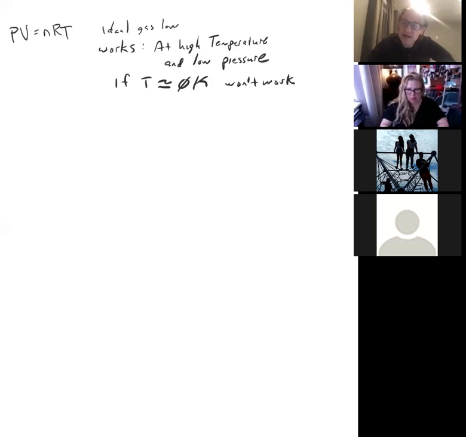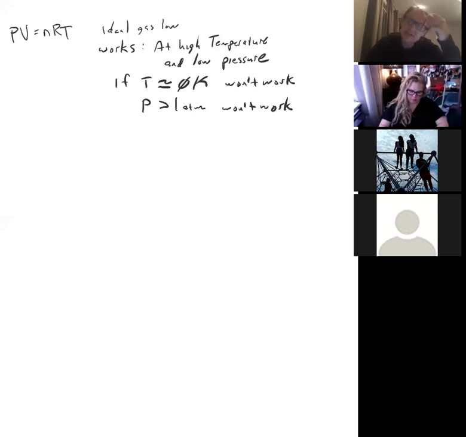And the reason for that is that when you get to low temperatures, things start to behave like liquids. And if they start to behave like liquids, these gas laws don't work anymore. They only work for gases. So low temperatures don't really work very well. High pressure. So if I say the pressure is much greater than an atmosphere, it's not going to work.